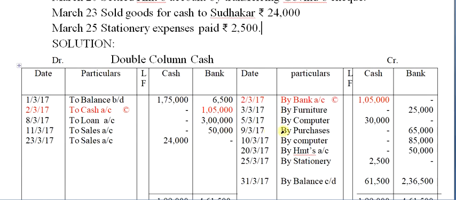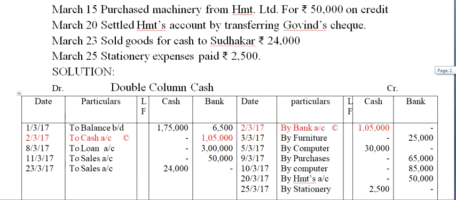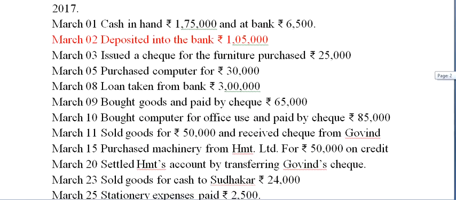On 9th March 2017, by purchases, how much is the amount? 65,000. Our bank balance decreases here. Why does it decrease? Because we are purchasing the goods and we are giving the check. So 65,000 value of amount reduces here.